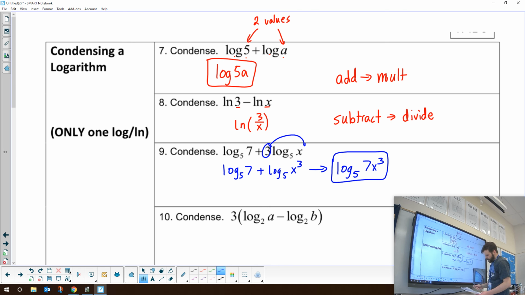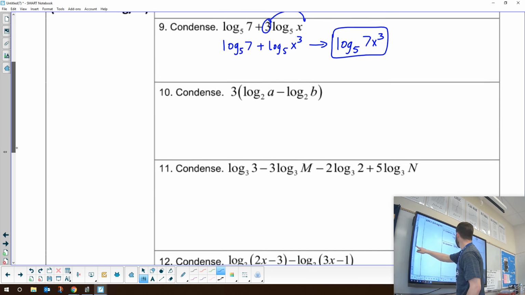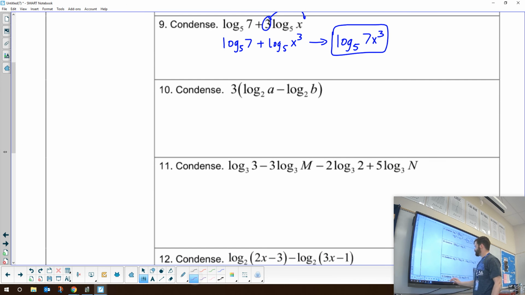On this next one, number 10 here, I actually have this 3 out in front. Now you see parentheses, it makes sense that we might need to distribute this. So I'm going to take this 3 and distribute it to both of these. So I'm going to write 3 log base 2 of a minus, remember we're distributing that 3, so minus 3 log base 2 of b.